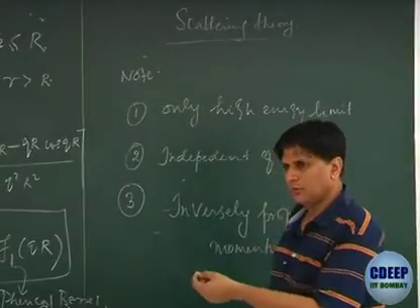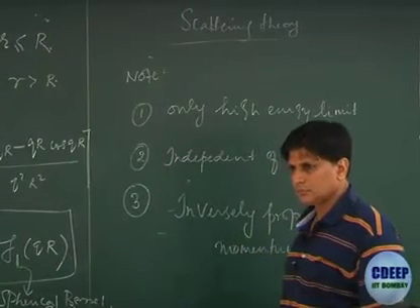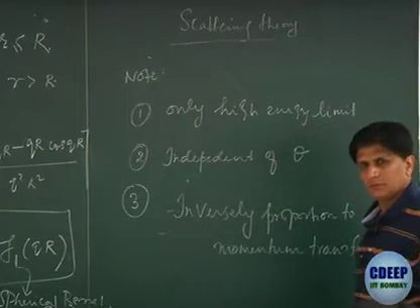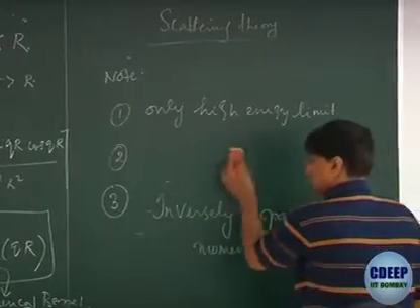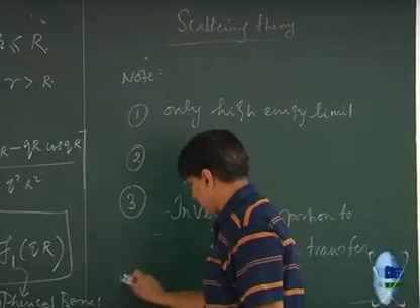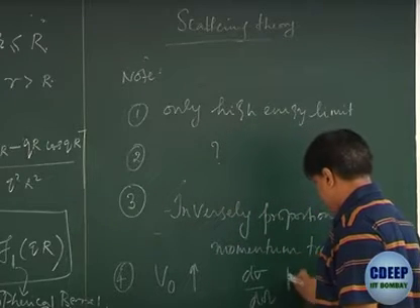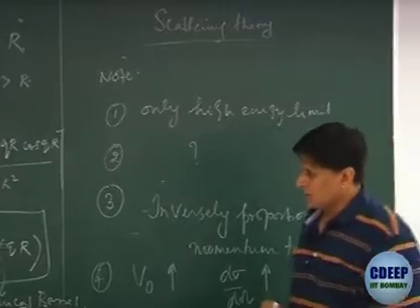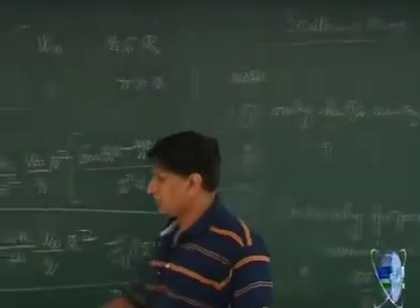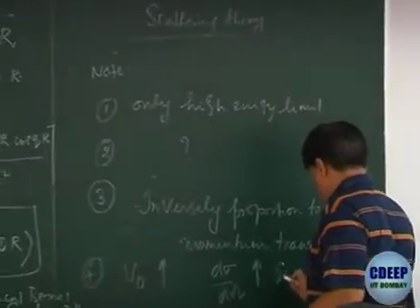Q is actually a number. Q is K minus K prime. We don't really know K prime, but we know K is approximately equal to K prime. Let us come back to this. So it is inversely proportional to the momentum transfer, and of course it should naturally be proportional to V0. The larger V0 is, the larger dσ/dΩ should be. Since it's proportional to V0 squared, it is the same for repulsive as well as attractive potentials.